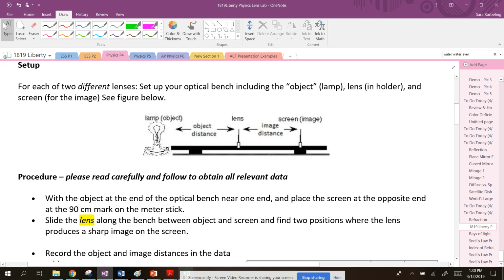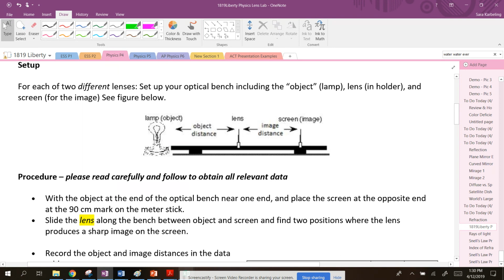So I'm going to show you the setup in just a minute, to actually show you what it looks like. But I want to just share with you how you're going to do this. For each of two different lenses, lens A and lens B, you're going to set up your optical bench, kind of like the picture here. Your object is going to be a lamp. You have a meter stick here that you put a little screen on, and by screen I mean index card, and then you put your lens right here.